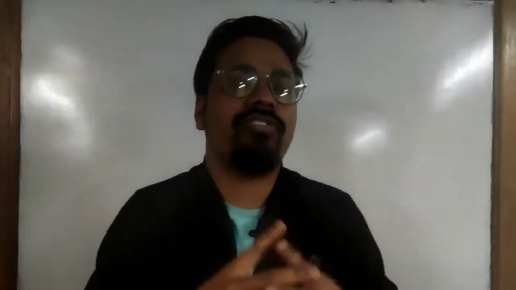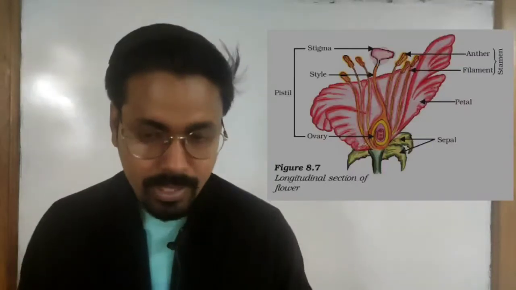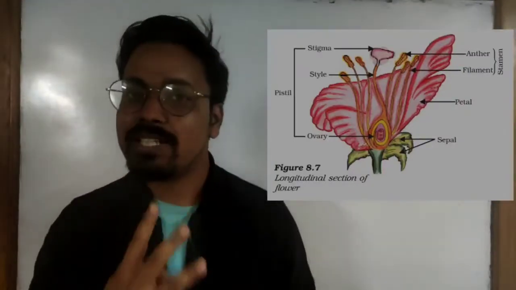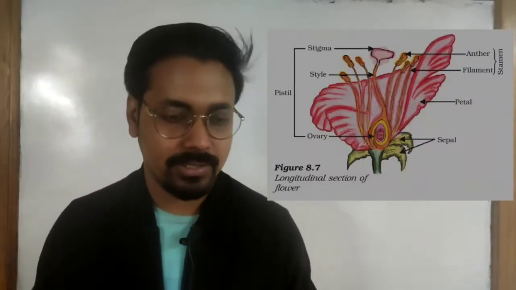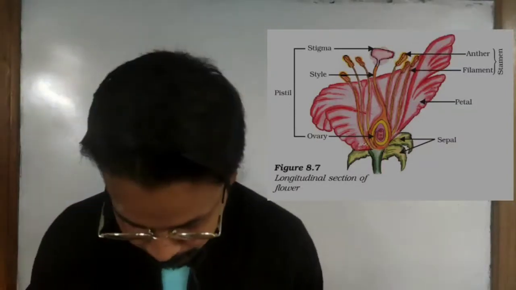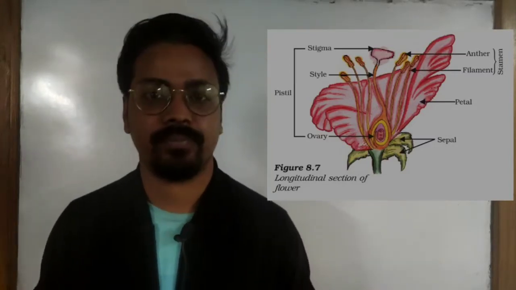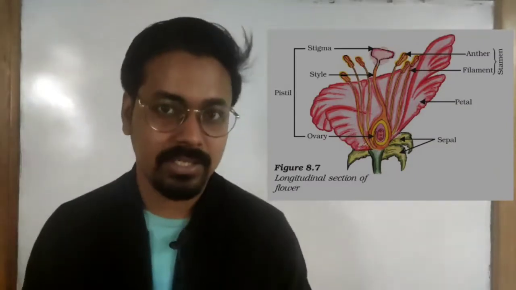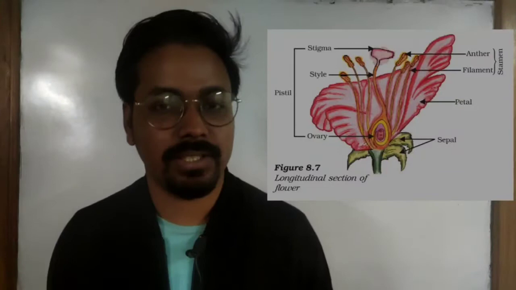So let's look into the flower. You can look at the picture that I have attached here. This is the picture from the NCERT book. There are four major parts of a flower, and it starts with the sepal, the petal, the stamen and the carpel, or you can call the carpel also the pistil.